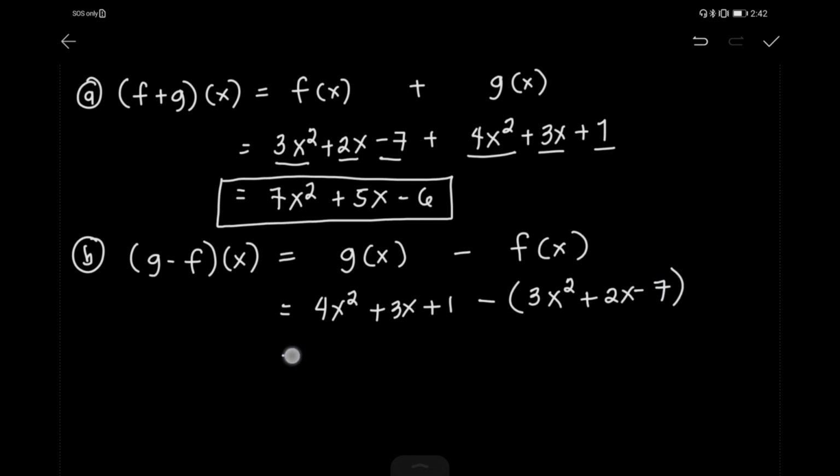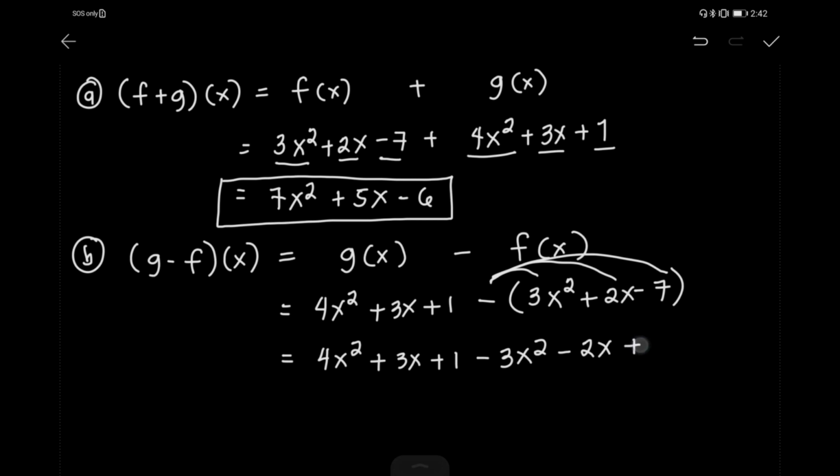So bring down the first one. So 4x squared plus 3x plus 1. Then don't forget to distribute the negative sign to our given function. So negative times positive 3x squared. So this is now equal to negative 3x squared. Negative times positive 2x. So this is now equivalent to negative 2x. And negative times negative 7. So this is now equal to positive 7.